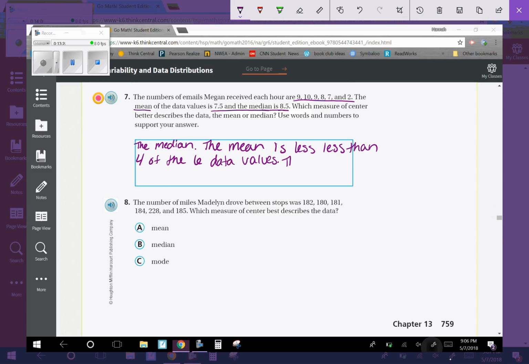The median is close in value to most of the data values. Okay, so it's just saying that the median is closer because it is closer to all of these numbers than 7.5. 7.5 is really only close to 7. 8.5 is close to 8 and 9, which is the majority of those.